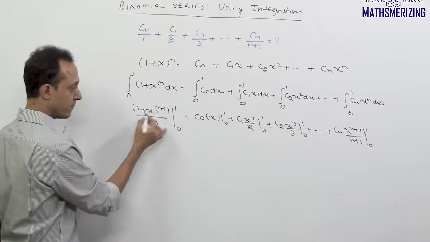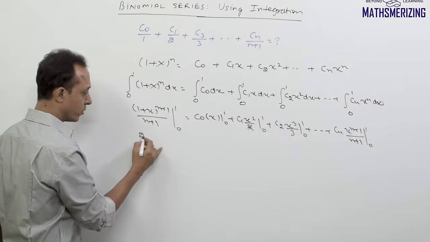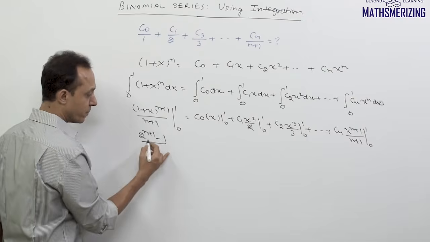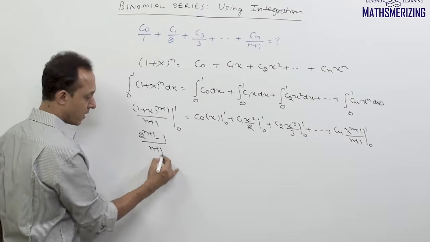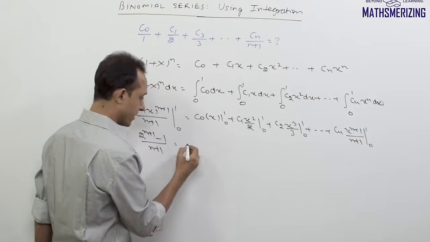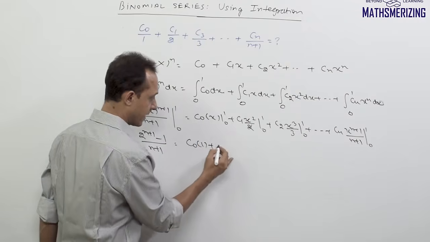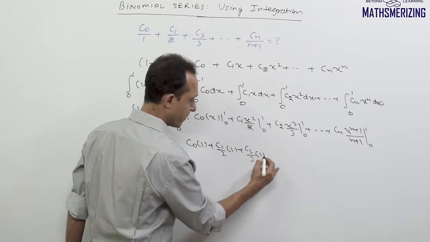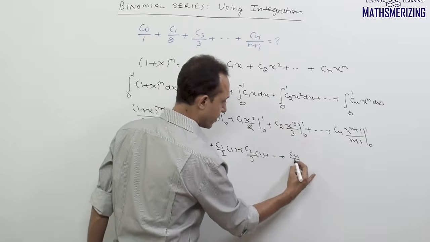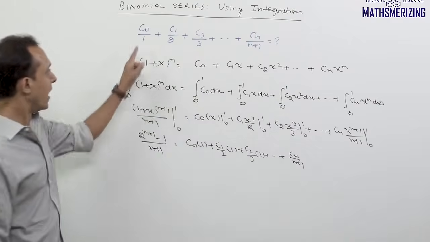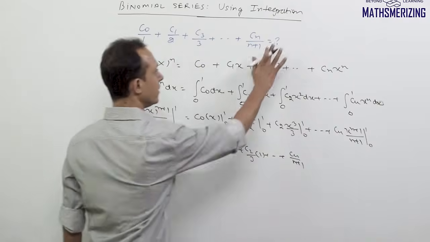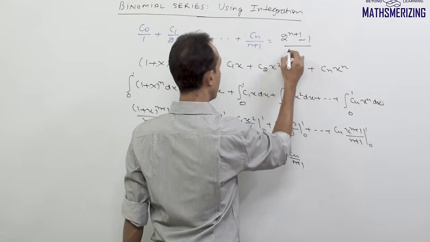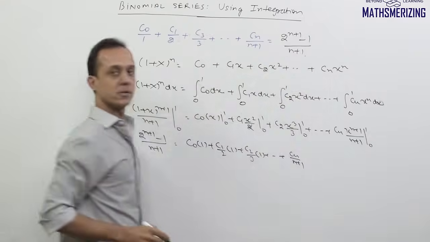So if I put the upper limit, I'll get 2 to the power n plus 1, and if I put the lower limit, I'll get 1. So it will be 2 to the power n plus 1 minus 1 upon n plus 1. So here I'll get C0 into 1. Here I'll get C1 upon 2 into 1, C2 upon 3 into 1, and then Cn upon n plus 1. So the answer to this series is simply 2 to the power n plus 1 minus 1 upon n plus 1.